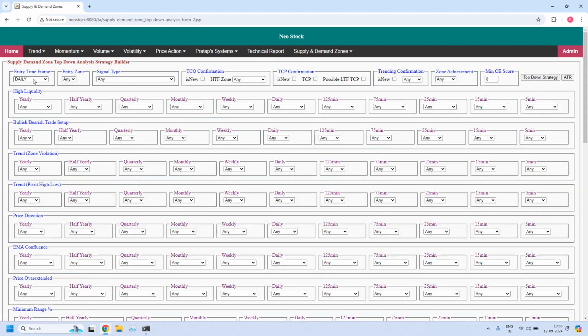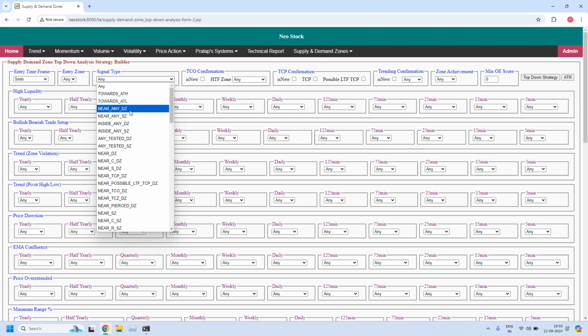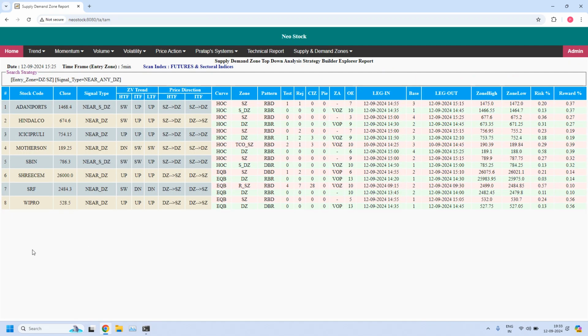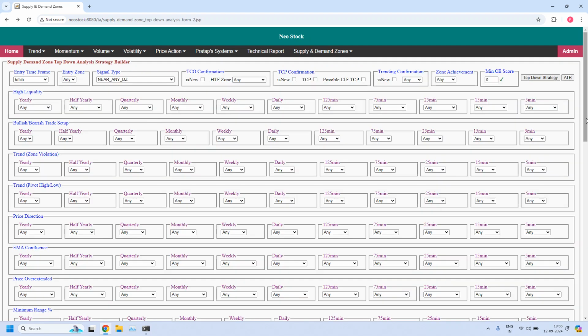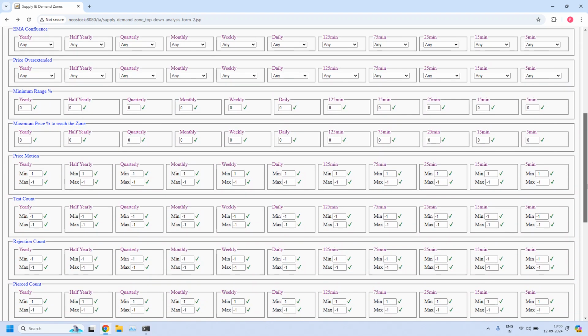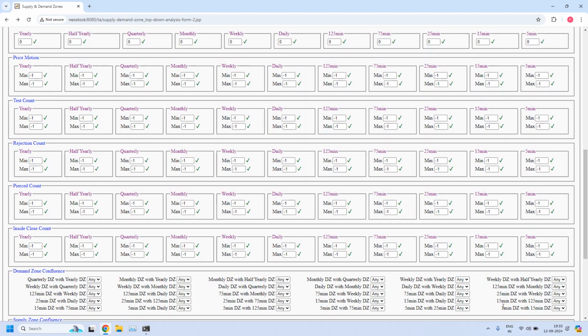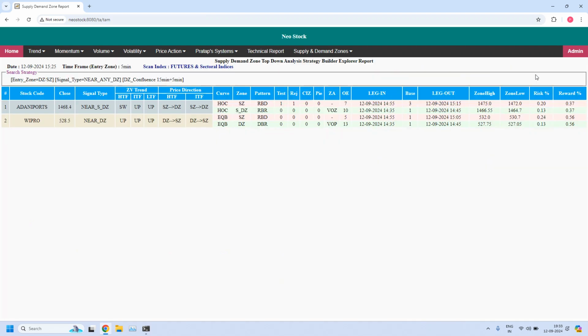So the next time frame is 5 minutes. Let us find the stocks near 5 minutes demand zone. 8 stocks are filtered. Let us verify whether any of these 8 stocks are having a confluence with 15 minutes time frame. So I'm enabling 5 minutes demand zone with 15 minutes demand zone confluence. Now let's filter. These 2 stocks are having a confluence with 15 minutes time frame.